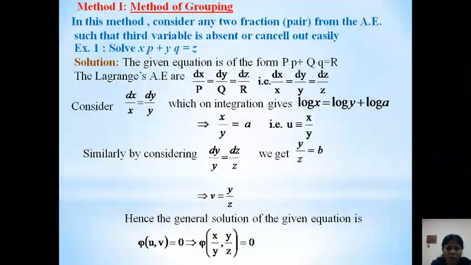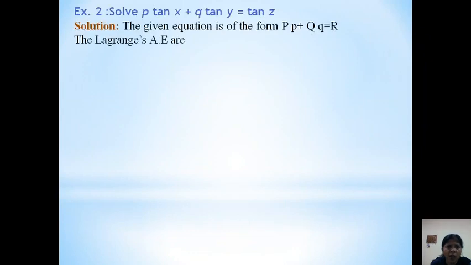Okay, so let us move on to the next example. So that is solve p tan x plus q tan y equal to tan z. It is in the standard form. Identify p, q and r. So that comes out to be tan x, tan y, tan z respectively. Write down Lagrange's auxiliary equation.